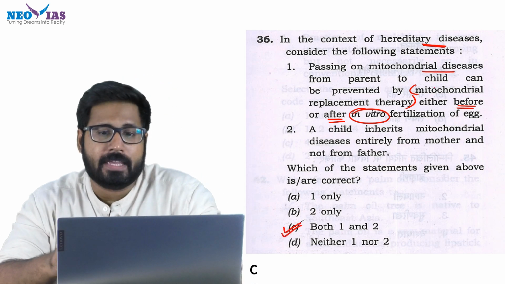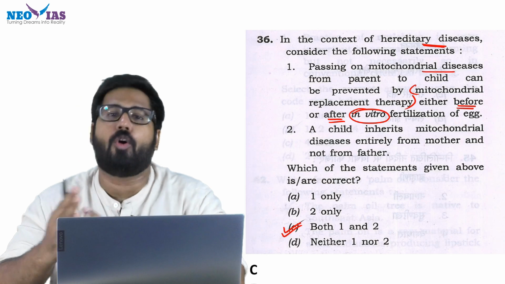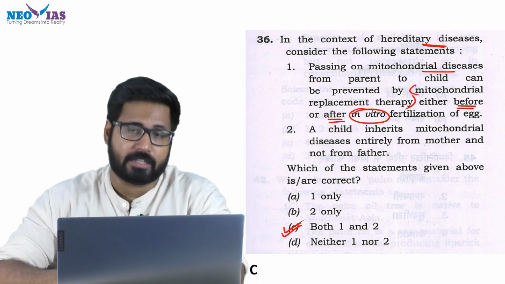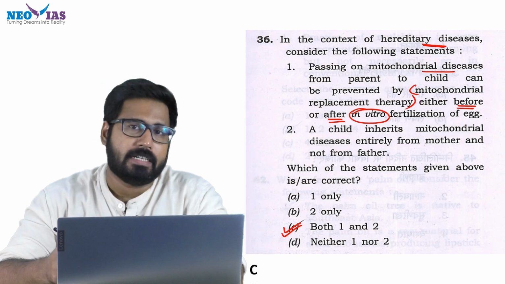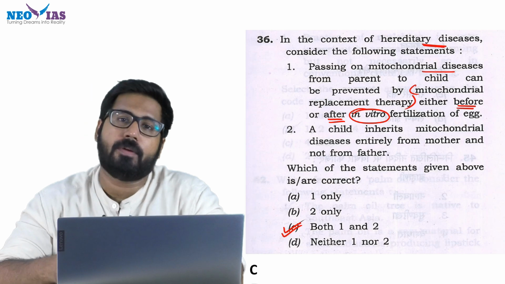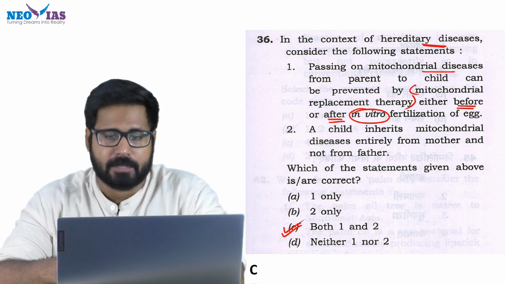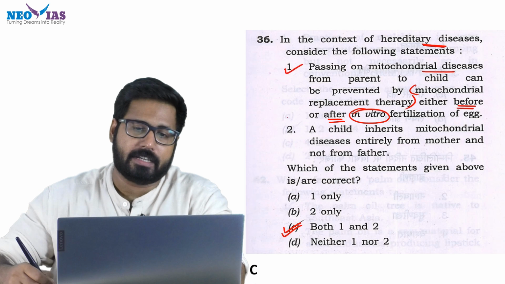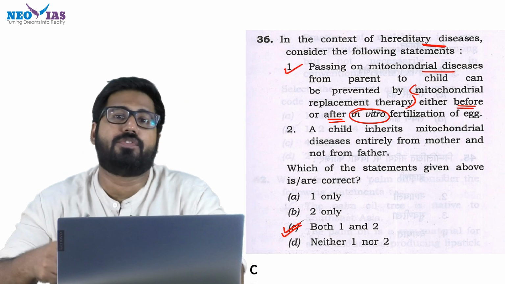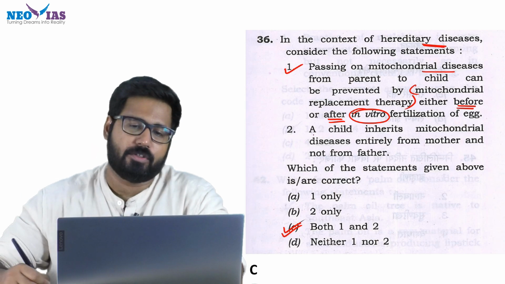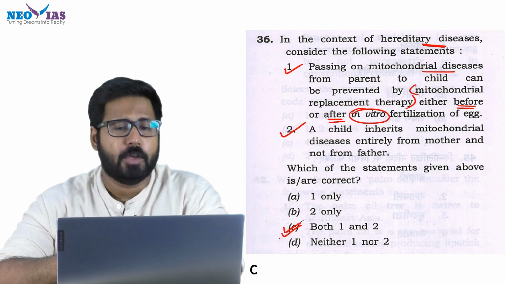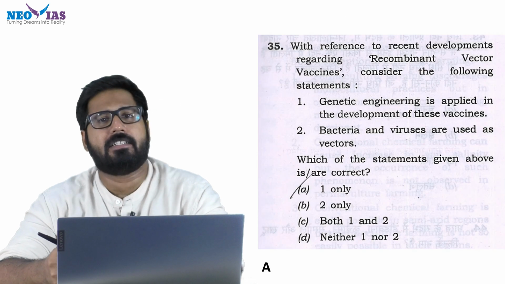Mitochondrial replacement therapy can be done before or after the fertilization in the case of spindle transfer technology or pronuclear technology. So these are the two methods wherein the doctors are performing mitochondrial replacement therapy. So the first statement is correct. Coming to the second statement, we already know mitochondrial diseases are actually transferred from the mother and not from the father. So the second statement is also right, and the answer is option C. With that, we will go to the next question.